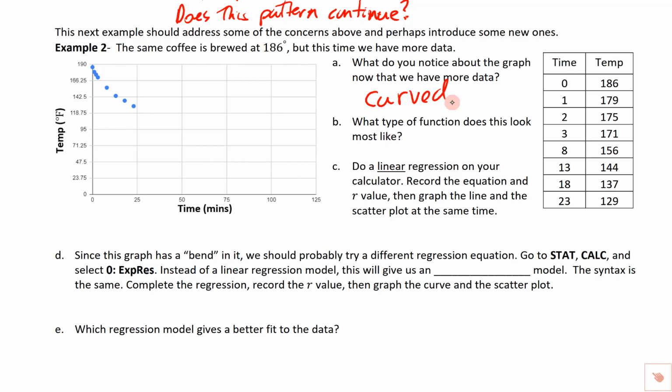Okay, so it's curved. What type of function does this most look like? Well, if you remember up above, we were talking about piecewise and exponential and something called a quadratic, which was fairly unfamiliar to us right now, and a linear. Well, this does not look like a linear graph. So for the most part, I would say that this looks like an exponential. Now it says do a linear regression on your calculator, record the equation, the R value, and then graph the line and the scatter plot on the same set of axes.